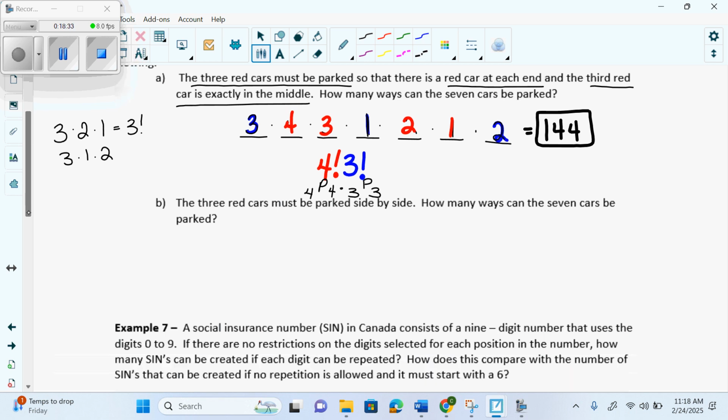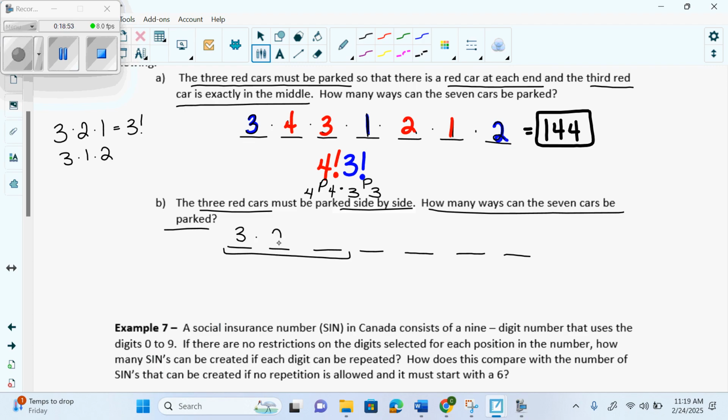The 3 cars must be parked side by side. 1, 2, 3 red cars. Gosh, that's right. 1, 2, 3, 4, 5, 6, 7. How many ways can the 7 cars be parked? So I have to have 7 blanks. The 3 red cars have to be side by side, so I'm going to hook them together. I have 3, then 2, then 1, then 4, 3, 2, 1. Currently, they're together at the front.